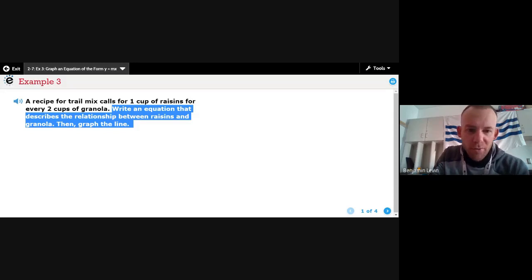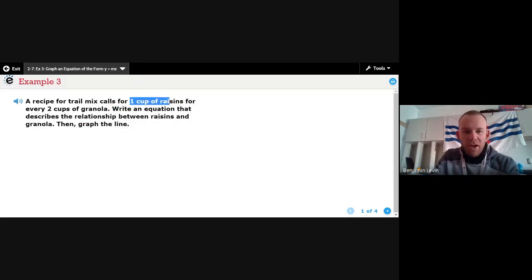We already know what our slope's going to be. 1 cup per every 2 cups. It really should have said per, because that would have tipped us off on what to do. 1 cup of raisins per 2 cups of granola.